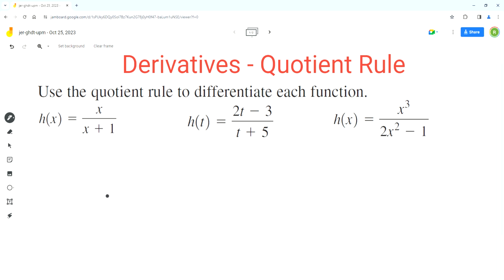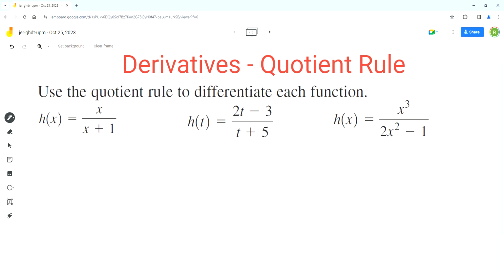Now as per the quotient rule, the setup is the derivative of the numerator times the denominator minus the numerator times the derivative of the denominator, over the square of the denominator. So let's start with our first function, h(x) equals x over x plus 1.